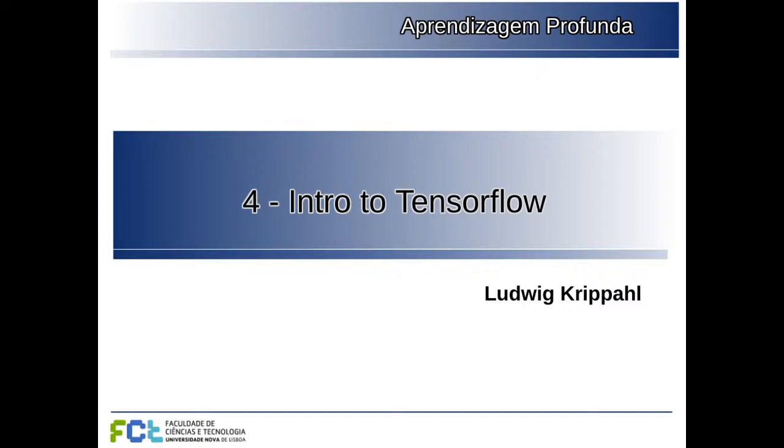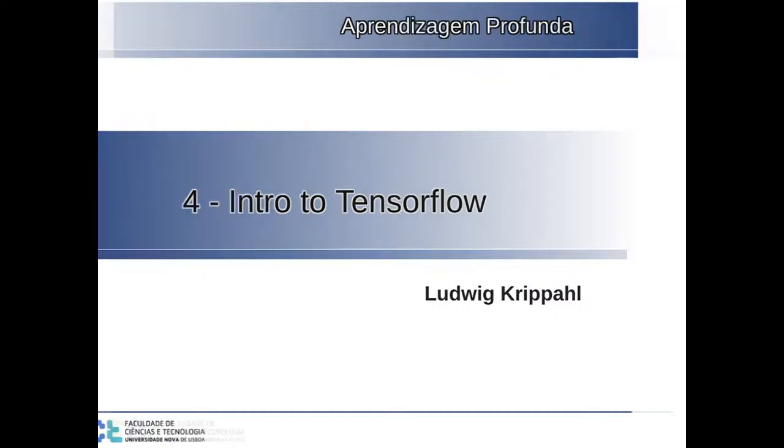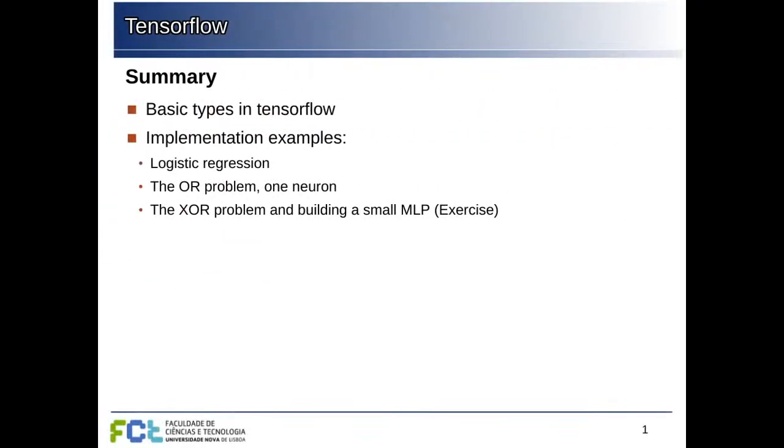So now we're going to look at how to implement in TensorFlow those ideas that we saw in the previous lecture. We're going to see the basic types in TensorFlow, how to chain all these basic operations, and I'm going to give you some examples that you'll follow then in the tutorial, implementing logistic regression as a simple single neuron, solving the OR problem with one neuron, and then extending that to the exclusive OR, which requires a small multi-layer perceptron, and the other data sets that we have here. That part will be for you to do on the tutorial.